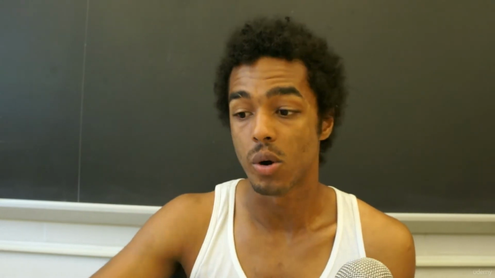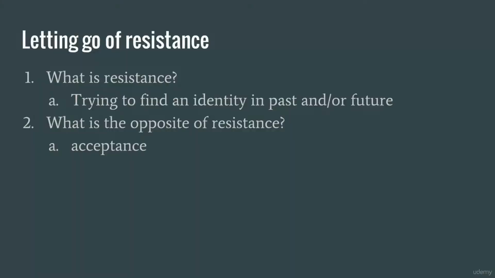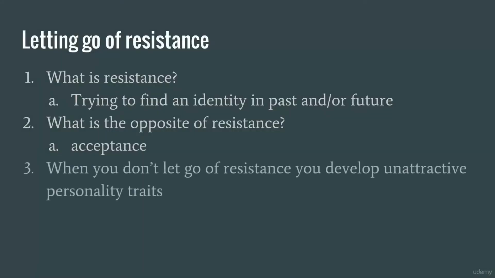You see? So the whole point is that coming from a place of acceptance is controlling what you can control, but being fine with the outcome. It's learning to be comfortable in the midst of the storm. That's what acceptance and letting go of resistance is all about. Because if you don't let go of resistance, what tends to happen is that you begin to develop certain traits, like I said earlier, that women find unattractive.